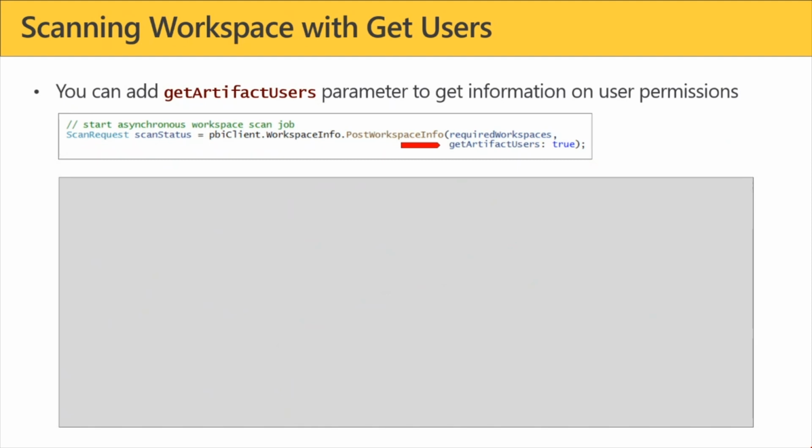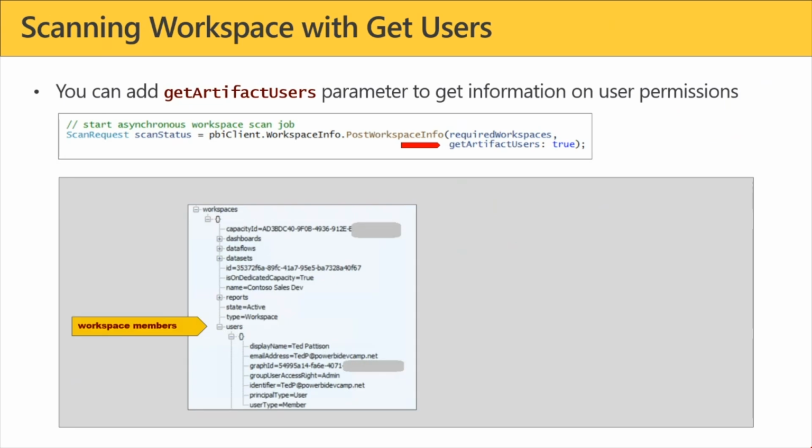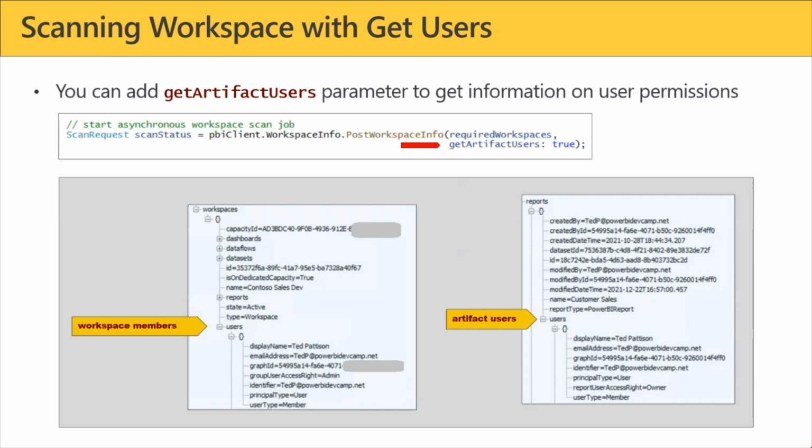Step 1, let's say that we include the parameter getArtifactUsers equal true. What you're going to see then is the workspace at the top level will have a users collection that will have your users, your apps, and your Azure AD groups that have been added as a member. In addition to that, it will also have a users collection in each artifact. So you can see what users have access to this particular report. And sometimes the user is not a member of the workspace, yet still has permissions to that report because someone shared the report with them.